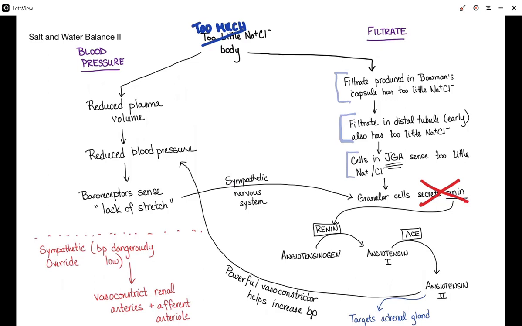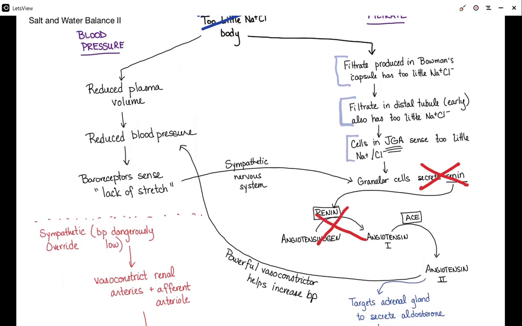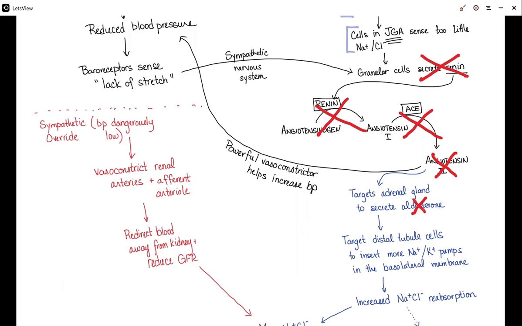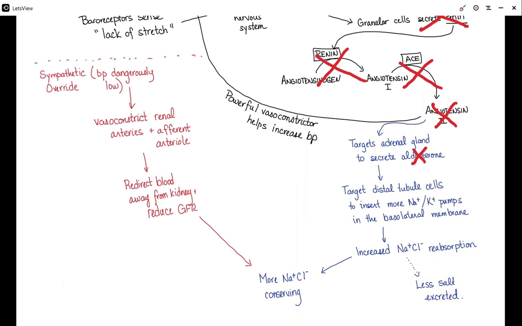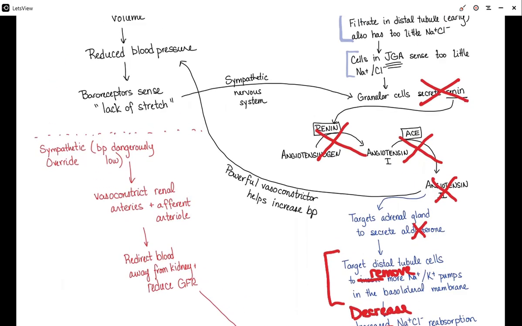If you don't secrete renin, then this process doesn't happen, which means this process doesn't happen, which means there's no angiotensin II produced, which means there's no aldosterone secreted. When aldosterone is not secreted, the target cells in the distal tubule are going to remove sodium-potassium pumps, which is going to decrease sodium chloride reabsorption, and you are going to have more salt excreted.